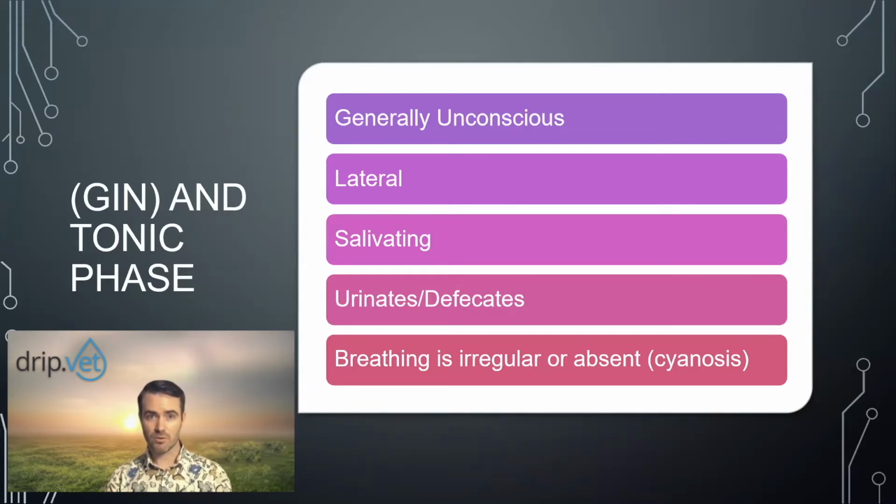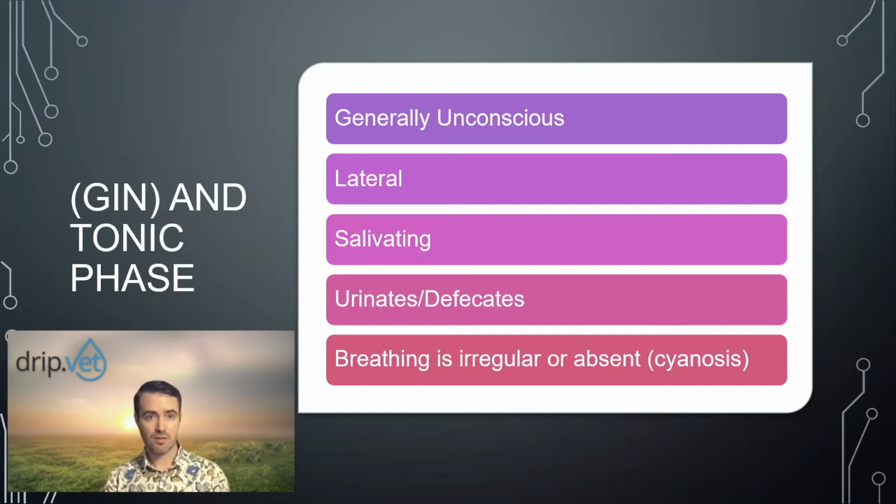They will be lateral. Most of them will salivate. They typically will urinate or defecate, and their breathing is irregular or absent. You may end up seeing an absent breathing in these patients simply because of the intense muscle contraction of the body. This can cause cyanosis, and in some patients can cause a mimicking aspect of a syncopal episode. So it's important to try to differentiate between the two.